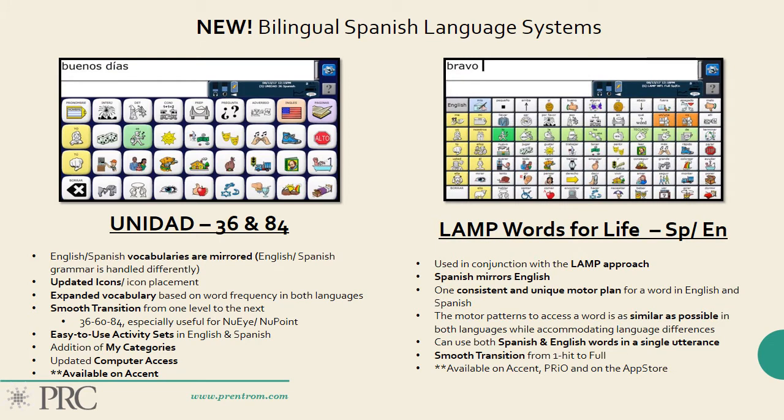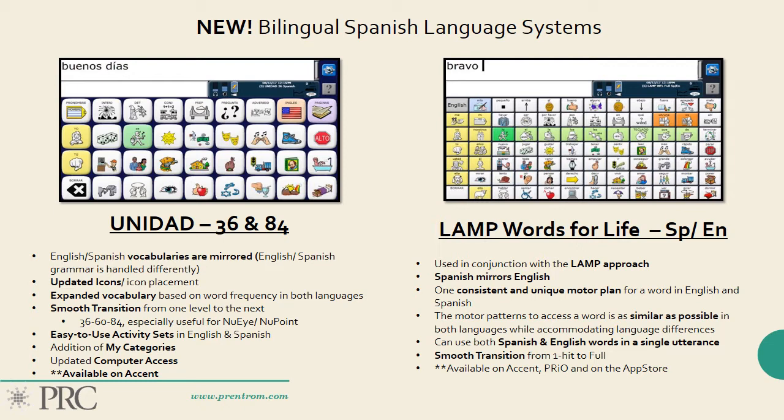LAMP Words for Life Spanish English is based on LAMP Words for Life, which is available on the accent devices, on Prio, which is our dedicated iOS device, and also on the iTunes App Store for download on an individual iPad. So this language system is used in conjunction with the LAMP approach, and Spanish mirrors English. Although there is one consistent and unique motor plan for a word in English, and in Spanish, those motor patterns might be slightly different. They accommodate language differences between the two, whether you're talking in Spanish or in English.